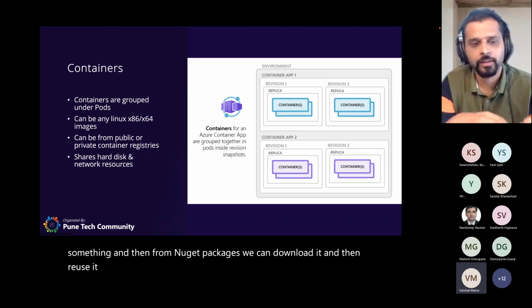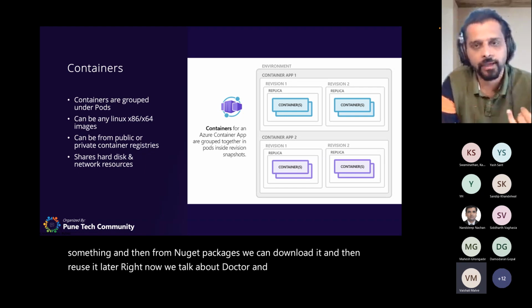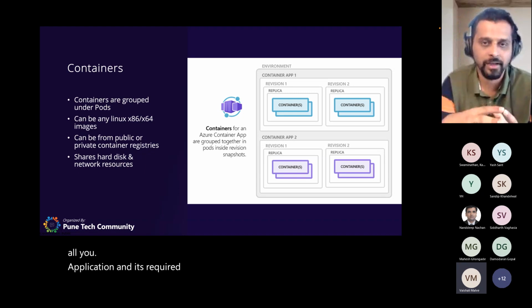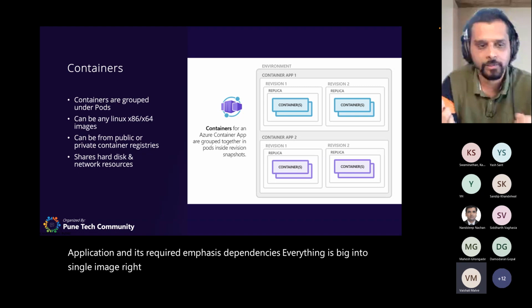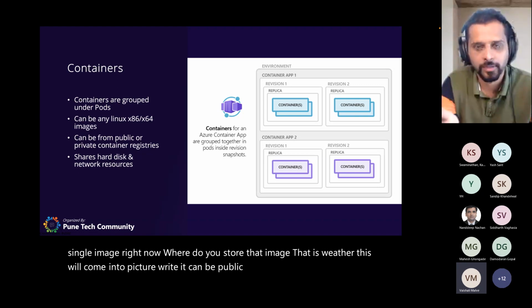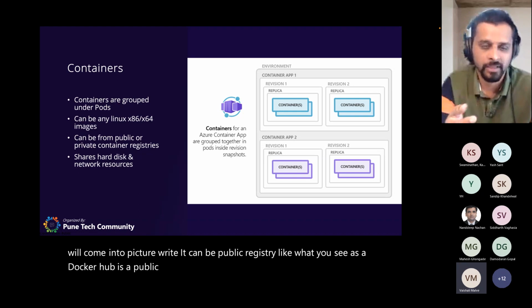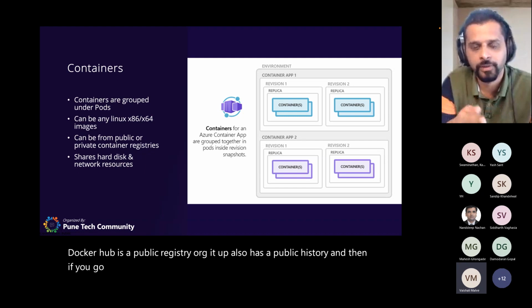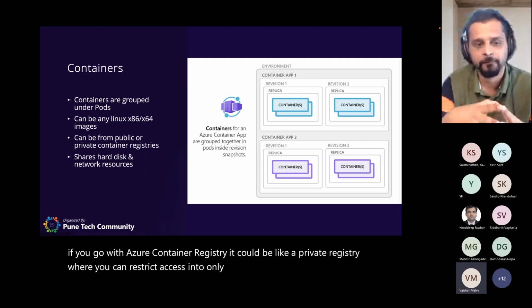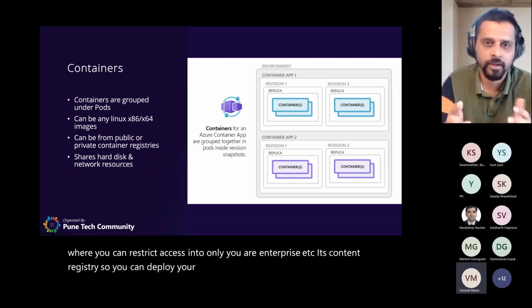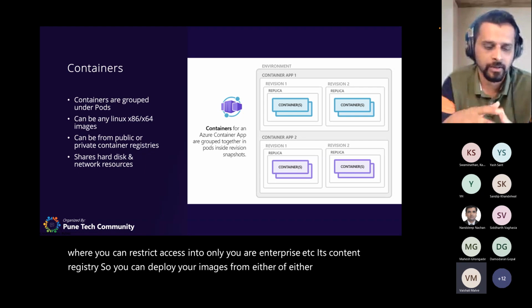Now, when we talk about Docker and images, all your application and its required infrastructure dependencies are baked into a single image, right? And where do you store that image? That is where registries come into the picture. It can be a public registry, like Docker Hub, or GitHub, which also has a public registry. And if you go with Azure Container Registry, it could be a private registry where you can restrict access to only your enterprise, etc. So that's a container registry. You can deploy your images from either a public or a private registry.